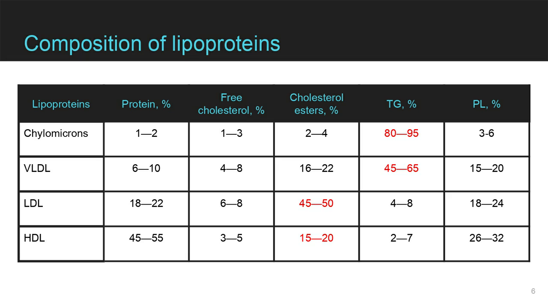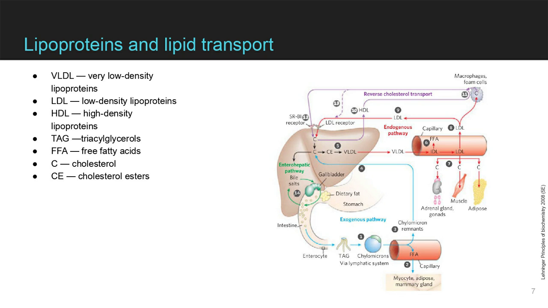Okay, how do we understand the mechanism of transport? The small intestine produces chylomicrons, which transport food lipids from the intestine to peripheral tissues like muscles and adipose tissue. So the main idea is to transport exogenous lipids.